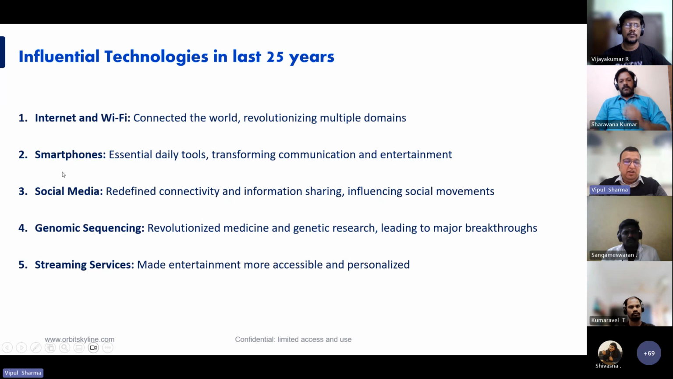Because earlier, even though internet was there, we were limited to our own places. We could not move from one place to another, having a live Wi-Fi or internet. But with smartphones, we can have that mobility factor with us. So again, that is important.